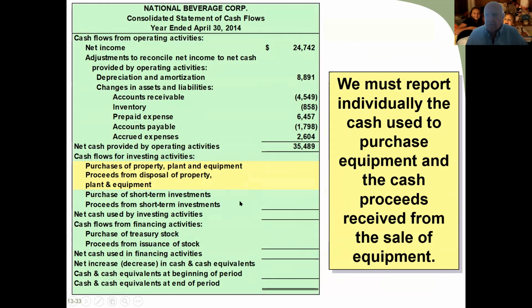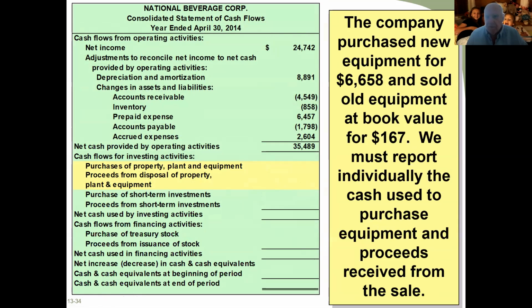Now, when we get to this nice little yellow section here, we have to pick the bones, meaning you need to know the detail. So we must report individually both the proceeds in and the proceeds out. Proceeds meaning cash, of course. They're giving us the number. The company purchased new equipment for this amount, 6,658, and they sold some old stuff for 167.